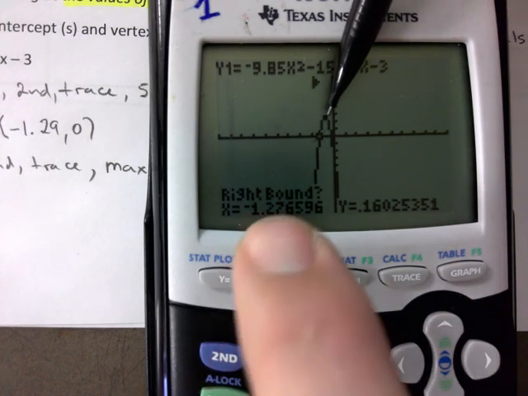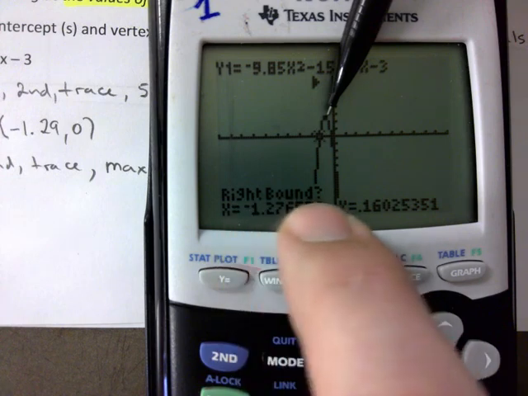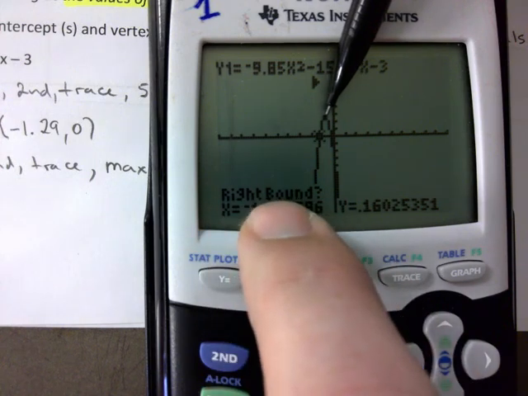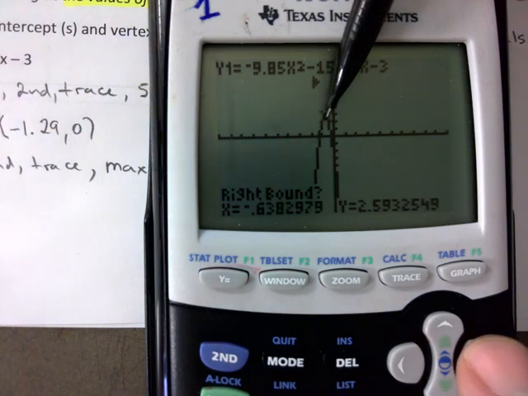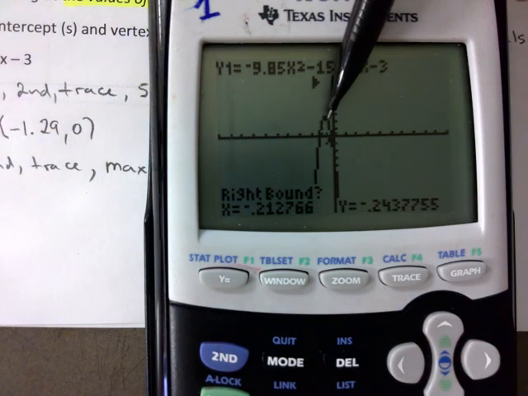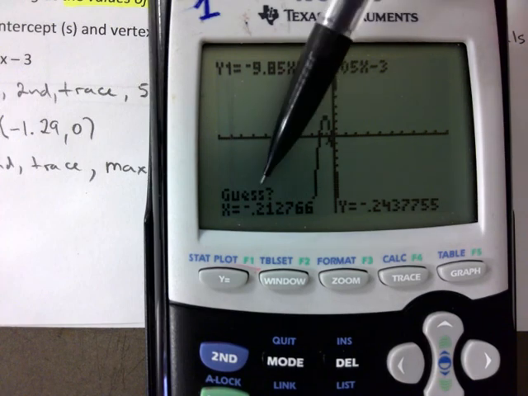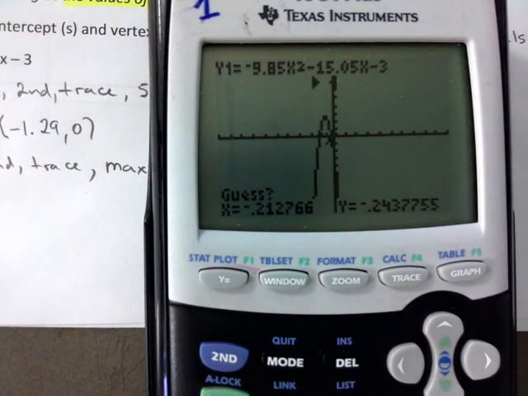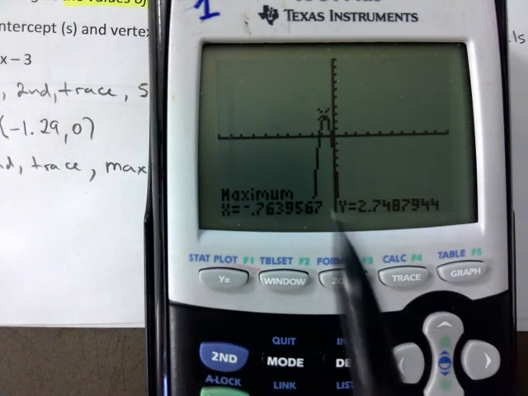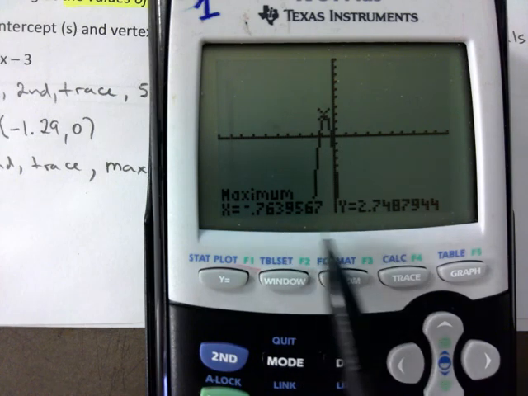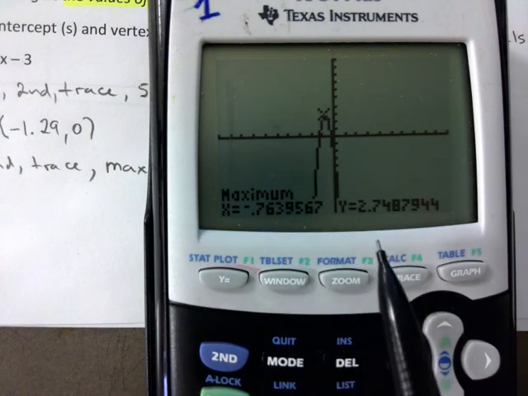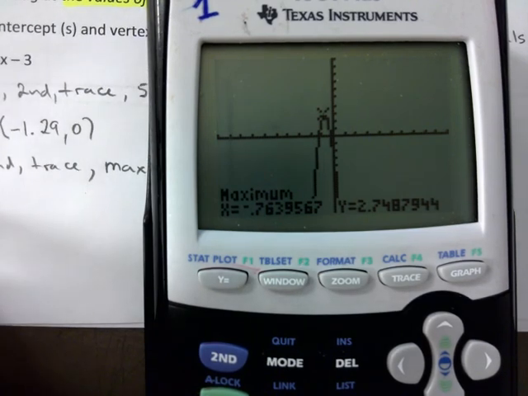And what is it asking for now? A right boundary. It's saying, give me a point to the right of the vertex. So I'm going to go to the right, right? And then I can hit enter again. And obviously, every time you see guess in this course, you just hit enter, okay? And that is the vertex. Look at it, it goes to the vertex, and that's the coordinate that you should have gotten. So I'm going to write that down.